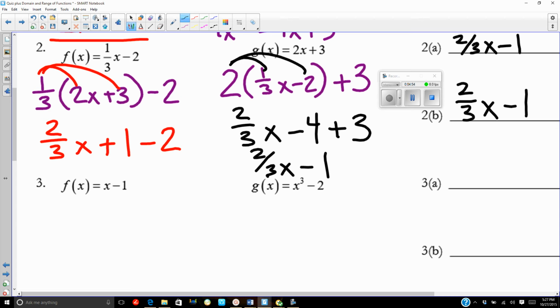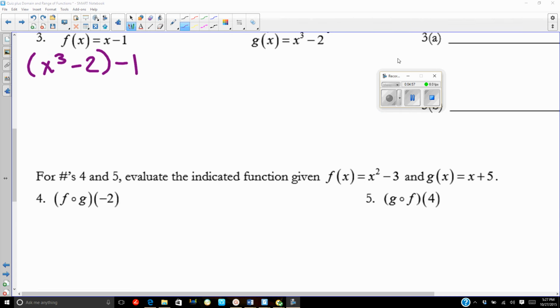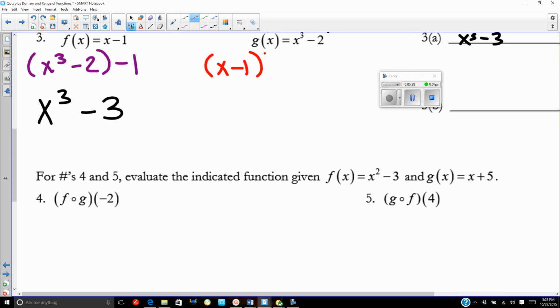Number 3. So the first part of 3 is not bad. Instead of x minus 1, it's going to be x to the third minus 2, minus 1. So we just combine our like terms. Negative 2 minus 1 is negative 3. So our answer to this one is x to the third minus 3. g of f of x is a little uglier on this one. So we're going to insert x minus 1 in for x. Yeah, we do have to cube x minus 1.